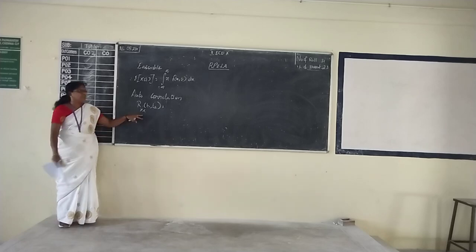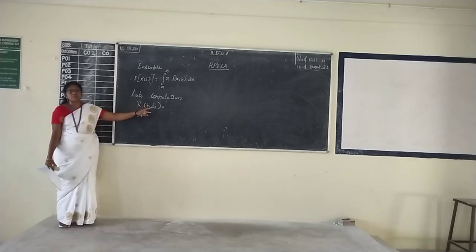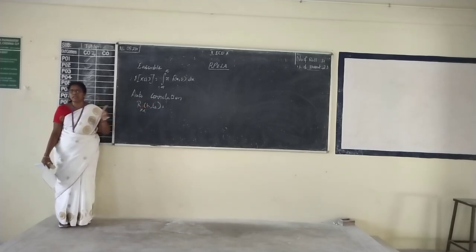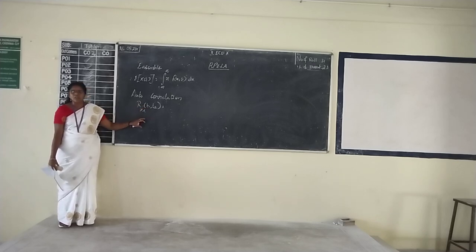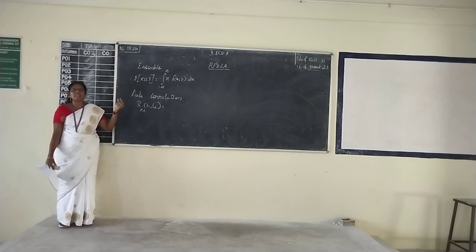So what is the meaning of this notation? Normally correlation is written as small r. Okay, here it is autocorrelation, and we are writing it as capital R. What is the meaning of xx? It means that we are going to find the relationship within x.